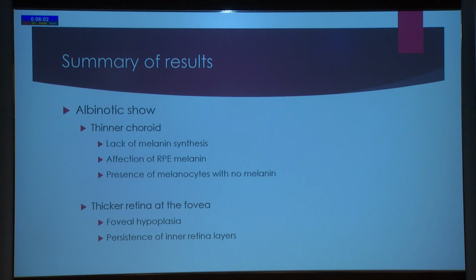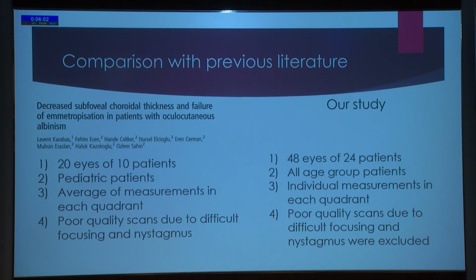The thicker retina at the fovea can be explained by the presence of foveal hypoplasia and the persistence of the inner retinal layers at the fovea, which is responsible for it. Now, we compared our study with the findings which had been published in 2014 by Carabas et al., where they looked at 20 eyes of 10 patients in the pediatric age group, and they averaged the measurements in each quadrant, and poor quality scans were also included due to focusing and nystagmus.